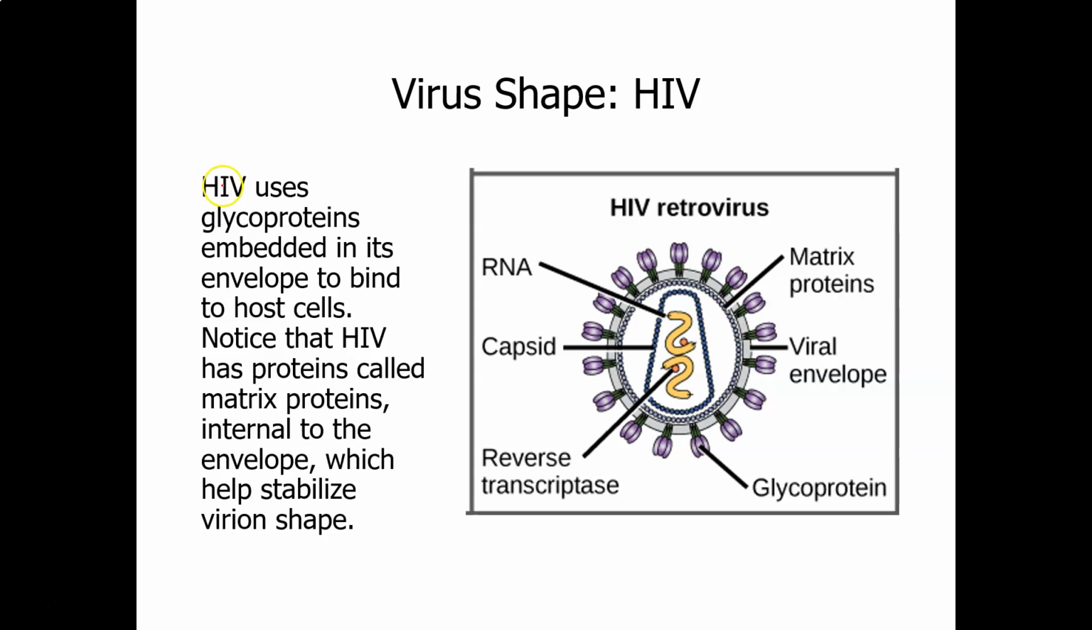HIV, human immunodeficiency virus, the one that causes AIDS, is an enveloped virus. It does have a capsid. You can see the capsid that surrounds the RNA core. And then it has an envelope. And then the glycoproteins that attach to the host are embedded within that envelope. And reverse transcriptase is an enzyme that is also inside of the capsid. So there's RNA and there's also reverse transcriptase.